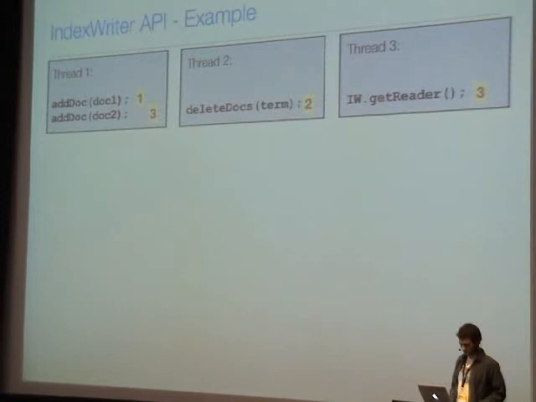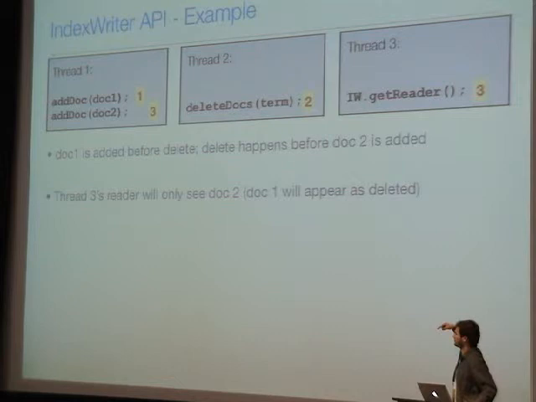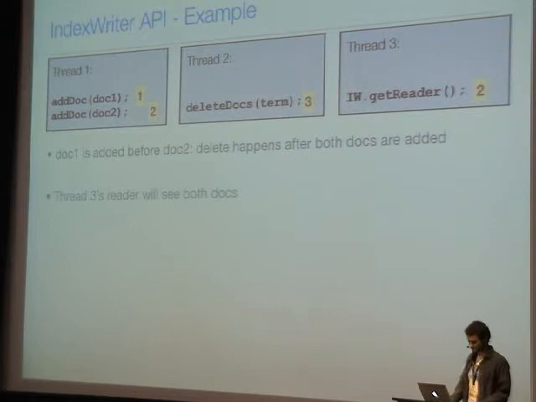And so let's change the situation a little bit. Now the getReader call was scheduled last. So now the reader will actually see only document number 2 because the delete call happened after the first add document call, but before the next add document call. So document 1 will appear as deleted, and it will see document 2. So I have like 2 more examples, but I guess you get the point about this.